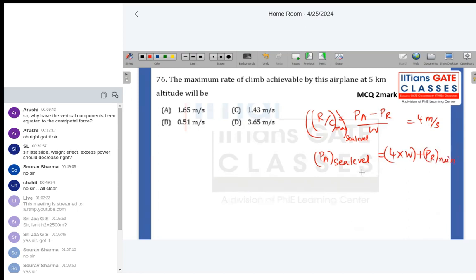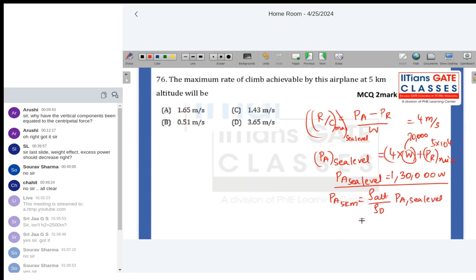Weight is given as 20,000 Newton. Power required minimum is also given as 5 into 10 power 4 watts. Substituting that, we get power available at sea level to be equal to 1,30,000 watts. Now we have to find the power available at 5 kilometer altitude, which is equal to rho at altitude divided by rho at sea level, into power available at sea level.